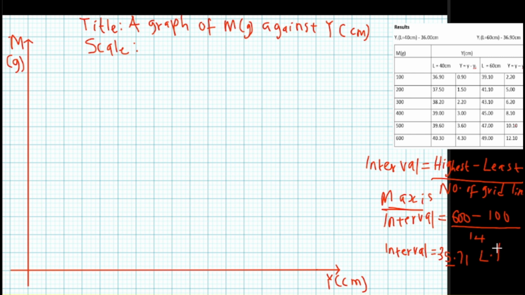This is going to serve as our lower interval. So write it down here, this is for lower interval. Now to get our upper interval, we multiply what we got here, our answer, by 2, and that will give us 71.43. So we have upper interval.